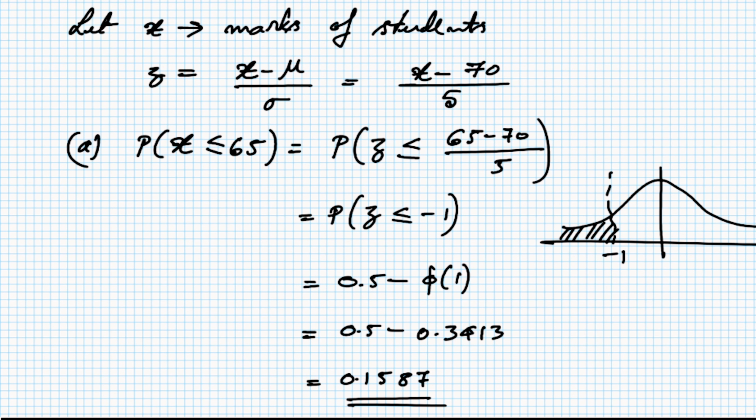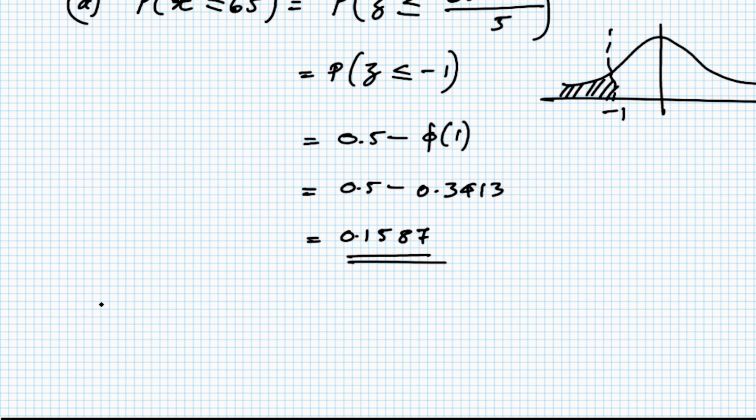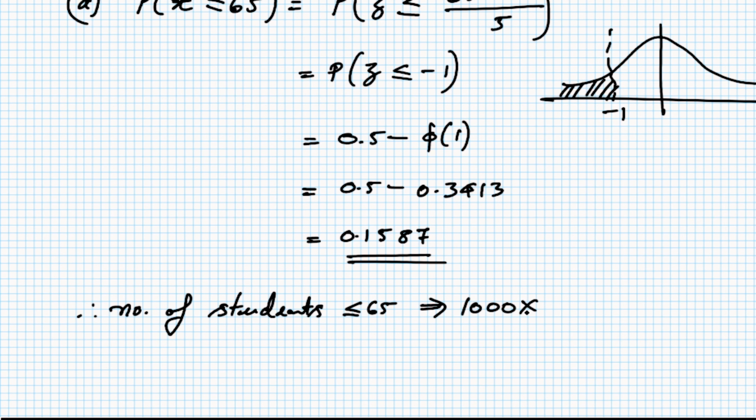This is not the answer, right? So now I'm trying to give the answer. Therefore, the number of students in this category, so students scoring less than or equal to 65, is nothing but out of 1,000, you calculate 1,000 times 0.1587. So that is approximately 158.7. We are counting the students.